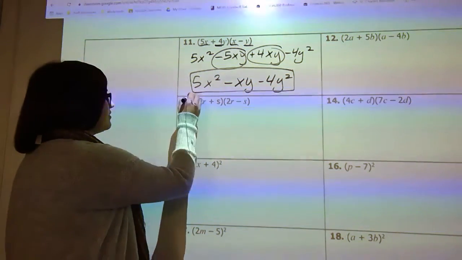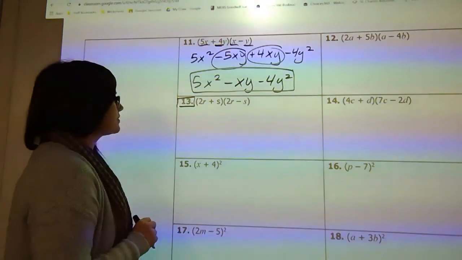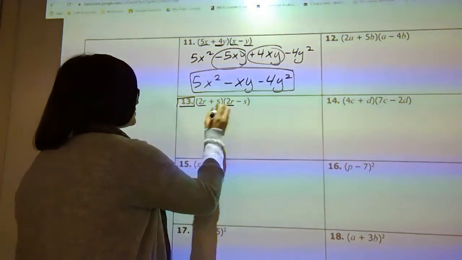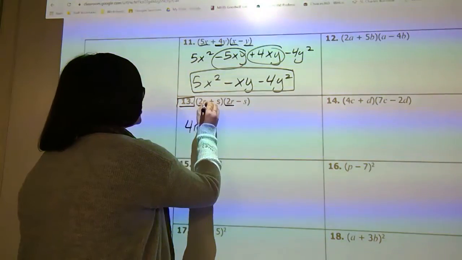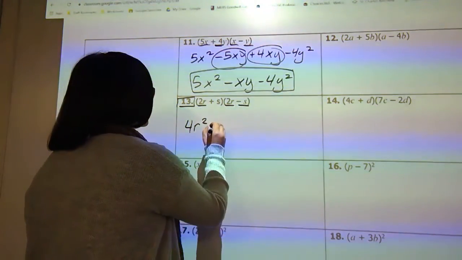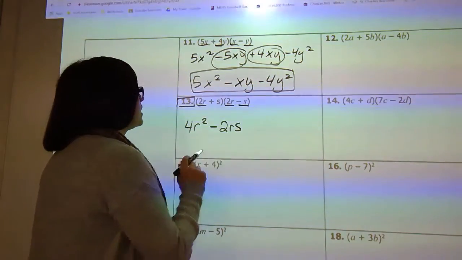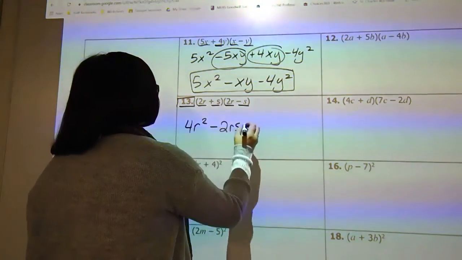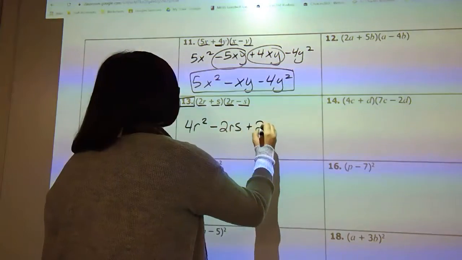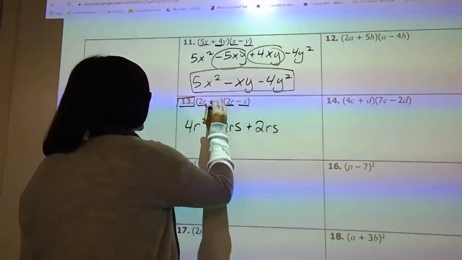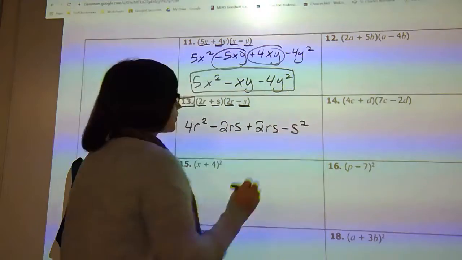Number 13. I really like this one. And let's see what happens whenever we multiply these out. So I have 2r times 2r, I get 4r squared. And then I have 2r times negative s, I just have a negative 2rs. Right? And then I have a positive s and a positive 2r. So I end up with a positive 2rs. And then I have a positive s and a negative s, I end up with a negative s squared.